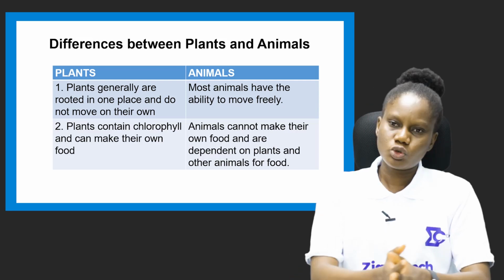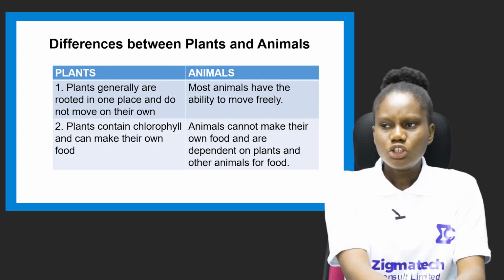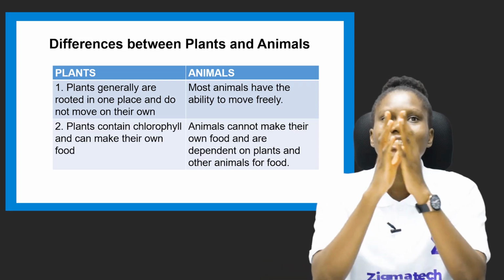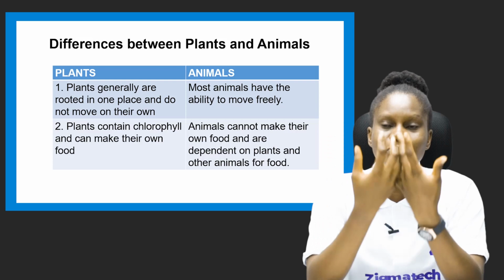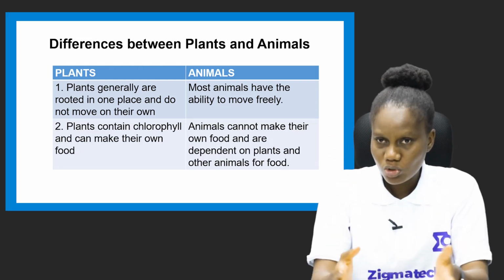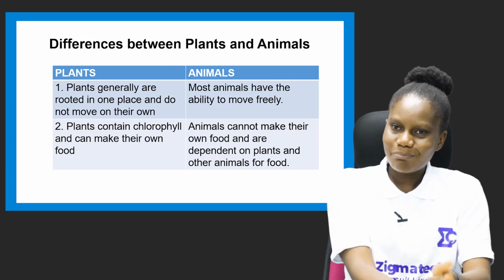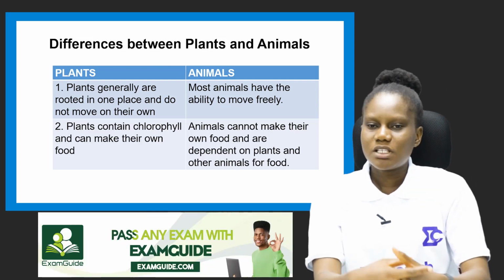Then we want to look very quickly at the differences between plants and animals. So what are the differences between plants and animals? Not forgetting that they have the same characteristics because they are living things. They bear the characteristics, the features of living things. So how can I differentiate plants from animals?